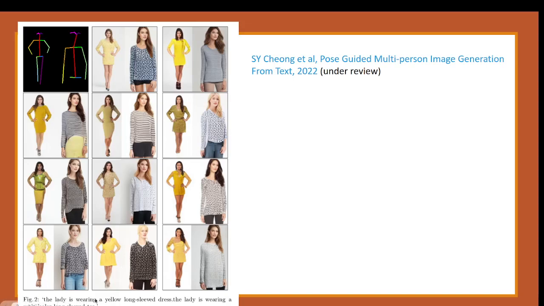This one can faithfully describe what the human model looks like. The first sentence is about the woman on the left, and the second one is about the woman on the right. The left one should wear a yellow long sleeve dress, and the second one a multicolor long sleeve tee. They all have the same pose that we give them. This paper has just been submitted to a conference and is under review now.